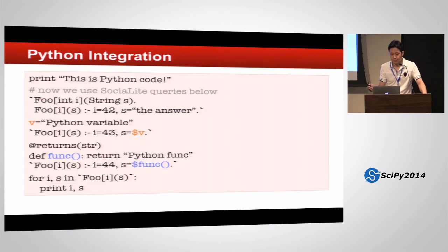So let me give you an example here. Here's how you intermingle Python code and SociaLite queries. So this is Python code. And here's a SociaLite query declaring a table and inserting a tuple into the table. And here we have a Python variable, and you're accessing that Python variable inside this SociaLite rule. And you can also access Python functions from a SociaLite rule, but we want you to annotate its return type so that we can optimize with respect to that type. And finally, you can access the tuples in SociaLite tables like this. So you can go over the tuples and print the content.